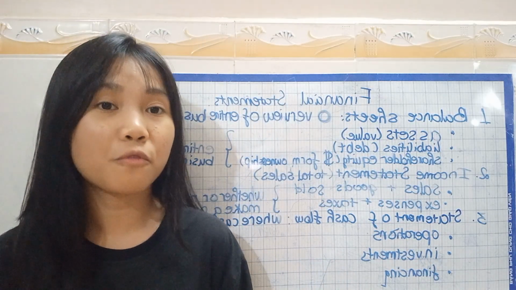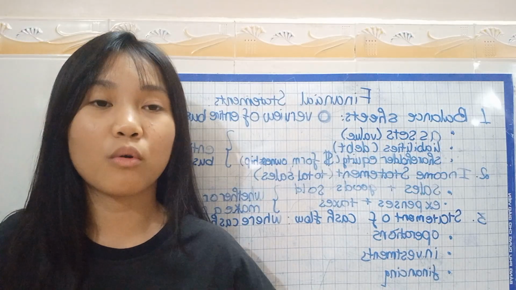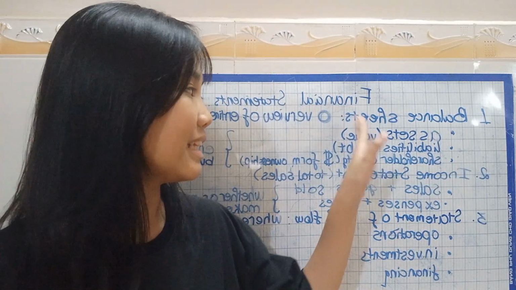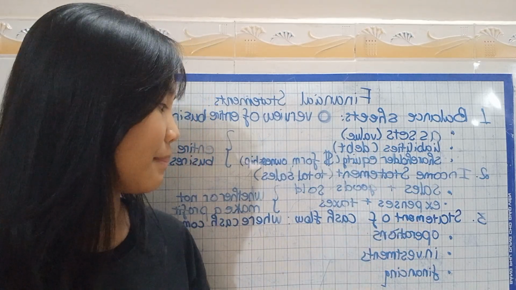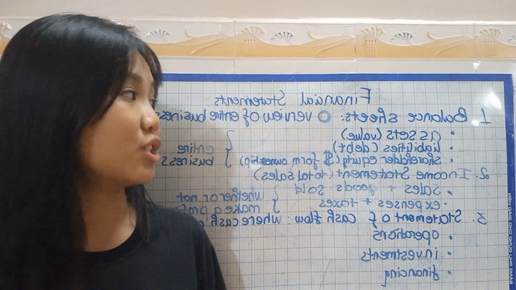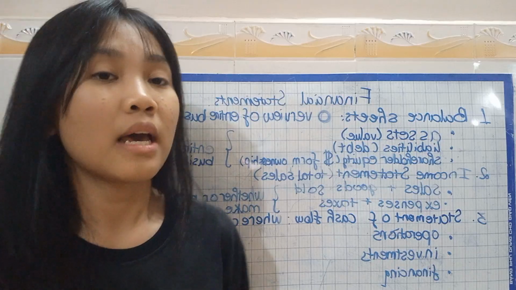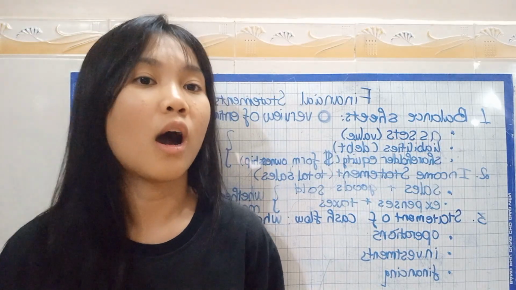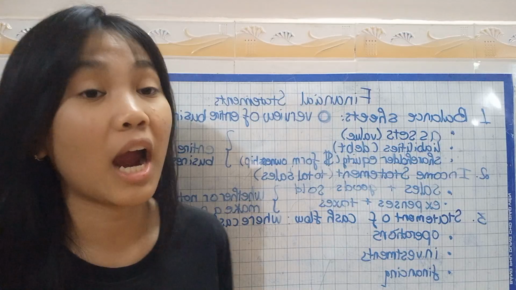There are three forms of being able to record down the business budget and the business finance, etc., which are balance sheets, income statements, and statement of cash flow. So first, what is a balance sheet? A balance sheet is the basic overview of the whole business, of the entire business.